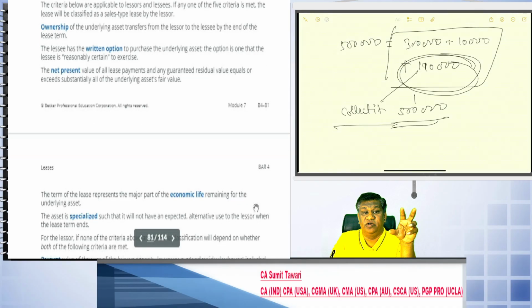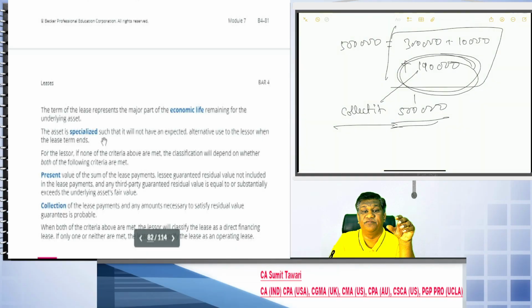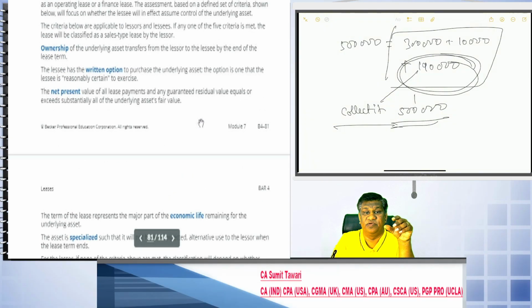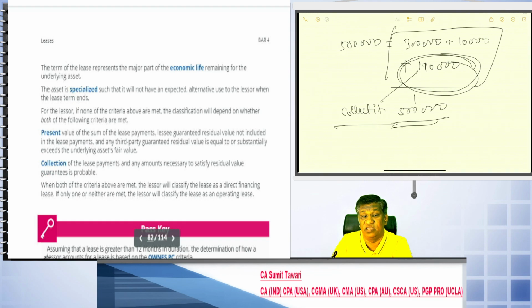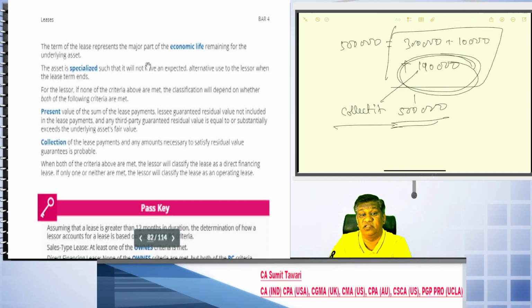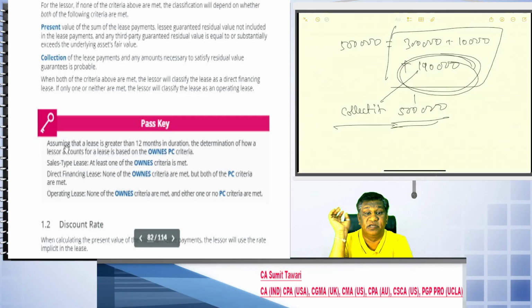See, first six, like how many? 1, 2, 3, 4, 5. Okay, 1, 2, 3, 4, 5. Yeah, if the first 5 criteria are met, then we need to consider this as a sales type lease. If these criteria are not met, but these two criteria are met, then we need to consider this as a financing lease. If all the 5 criteria are not met and one of these criteria is not met, then we need to consider this as an operating lease. So sales type, direct financing, and the operating lease that you need to consider.